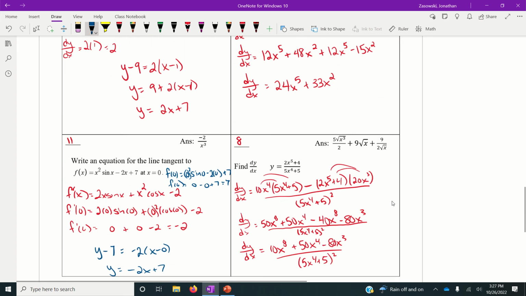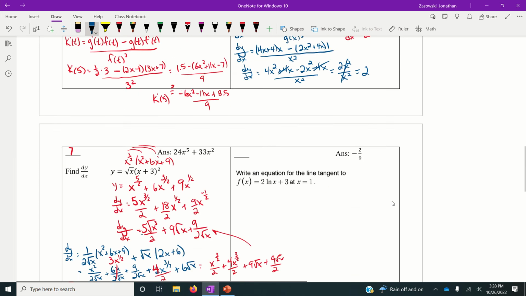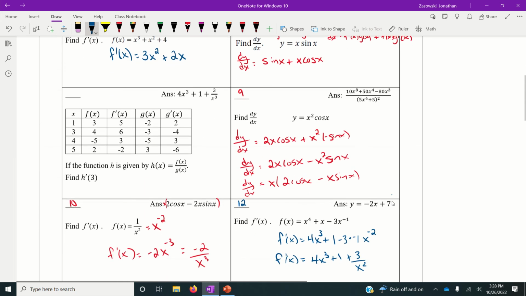And because we just did number 11, this one is number 12. Okay, doing another power rule here. So f prime of x is 4, decreased by 1, x cubed. Derivative of x is just 1, and the derivative here is going to be negative 3 times negative 1, so that's positive 3, and then x to the negative 2. Remember, no negative exponents in our final answer, so 4x cubed plus 1 plus 3 over x squared.